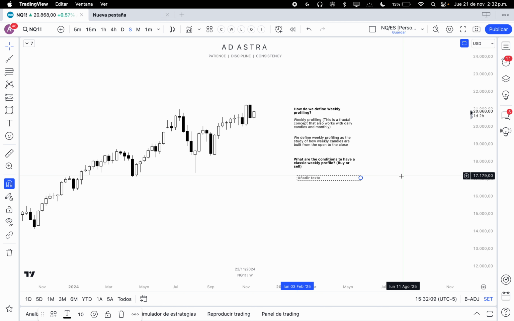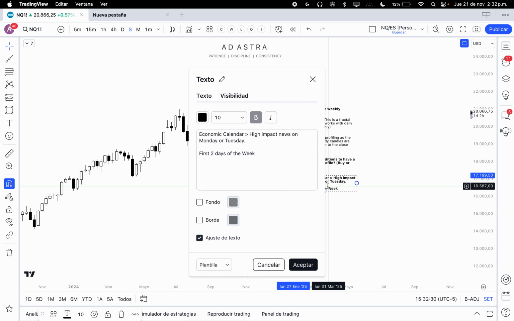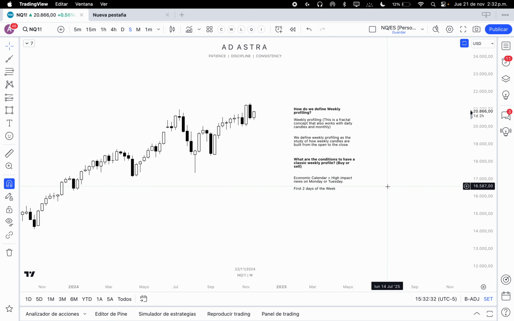Something related to news, okay? Economic calendar, high impact news on Monday, or what is the other day, if you guys can tell me, okay? Monday or Tuesday, okay? The first 2 days of the week. Perfect. This is pretty much the conditions for a classic buy week.